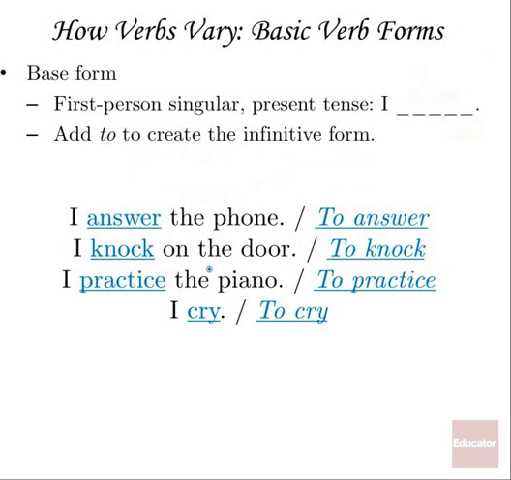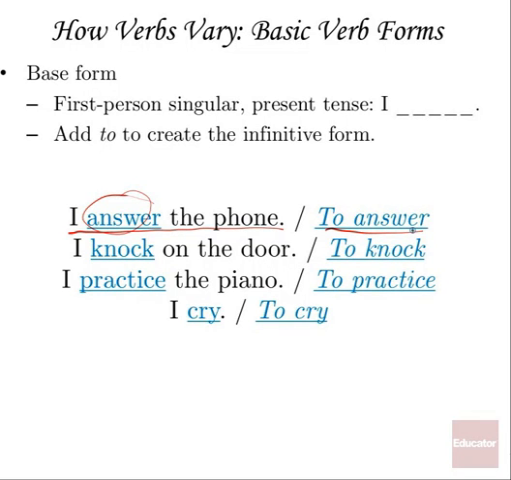All right, let's take a minute and go over the basic verb forms. These are the ones that are used to form just about everything you can possibly do with a verb. The base form of a verb is the first person singular present tense. It's I do something. You add to this form to create the infinitive. So, I answer the phone. I, right now, at this point in time, I, by myself, answer the phone. So, answer is the base form of the verb to answer.